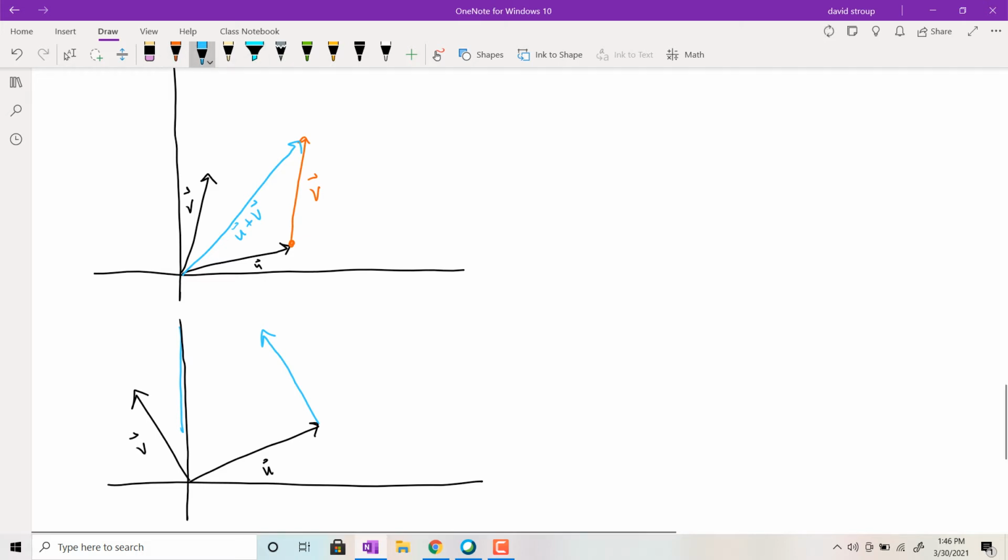So I translate this vector v over to the terminal end of u, and then you could translate the vector u over to the terminal end of v, and you form a parallelogram, and then the diagonal of that parallelogram is the resultant vector, u plus v. So this time I'm drawing it in yellow.